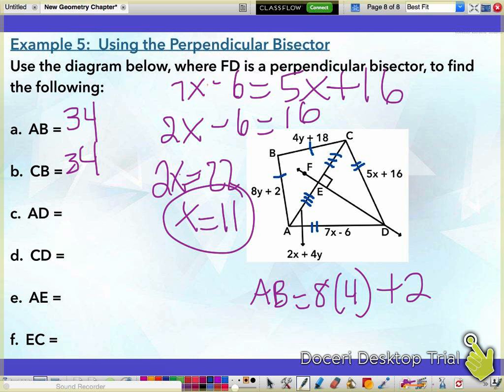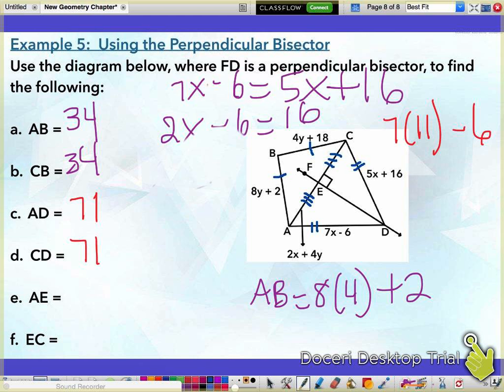All right, so plug that in for AD. So 7 times 11 minus 6 would be AD. So that's 77 minus 6, 71. And then CD would also be 71 because they're congruent. Okay, so we found that. I'm going to erase that.